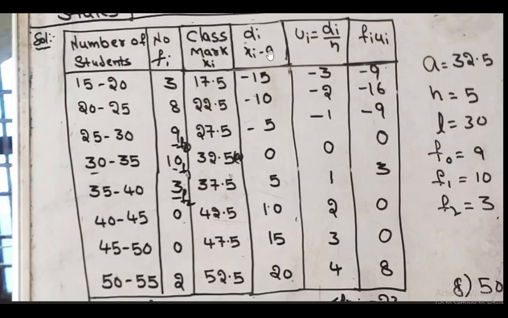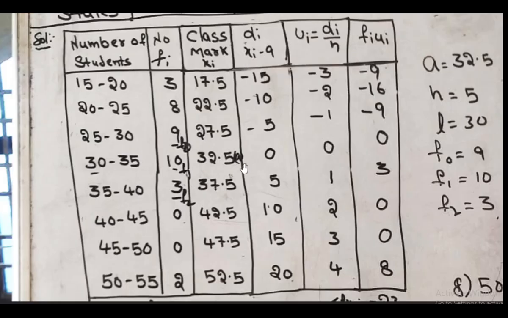To find the deviation here, why are we going for deviation? If we observe the data here, the class marks are a little larger. As the data is large in size, we need to reduce the data. That is why we are reducing the data by deviation.